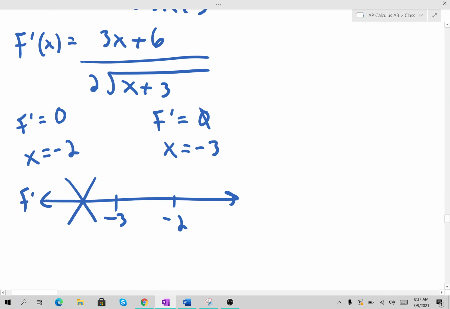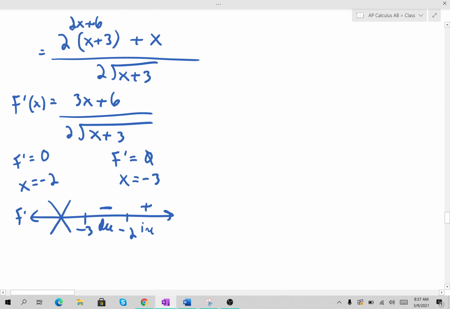There's nothing back here. We can't plug in anything less than negative 3. That's imaginary stuff. If you plug a number in here, like negative 2.5, you're going to get a negative value, because 3 times negative 2.5 is negative 7.5, plus 6, that's still negative. If you plug in something greater than negative 2, like 0, you're going to get positive. So that means we are decreasing and then increasing.